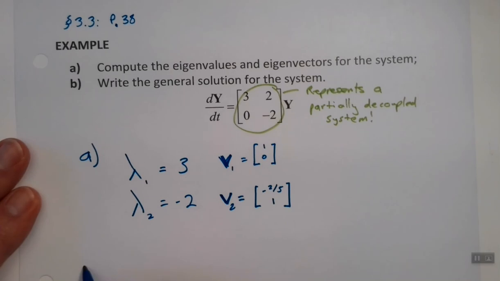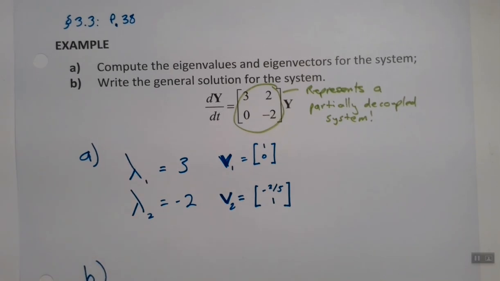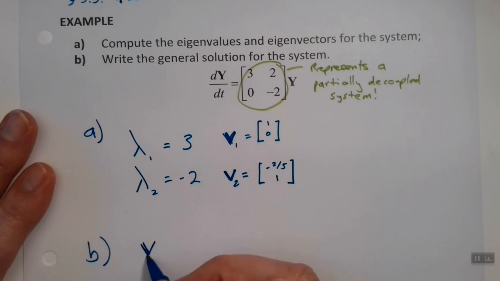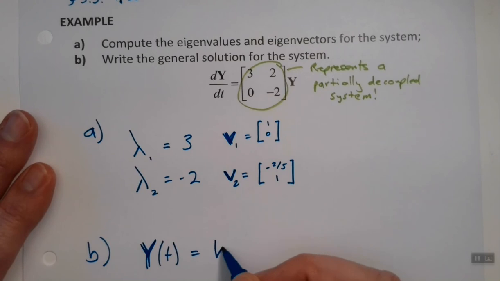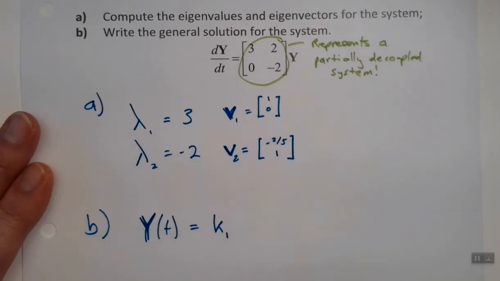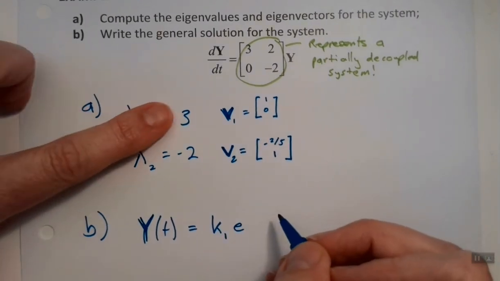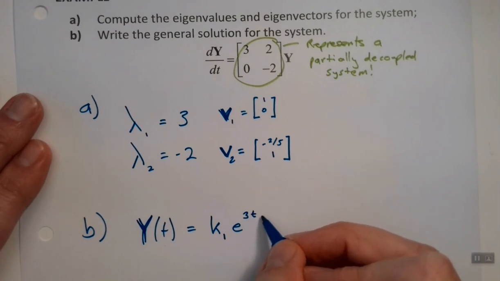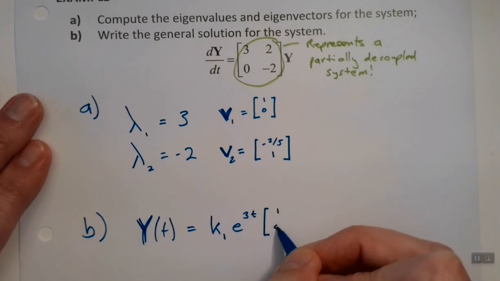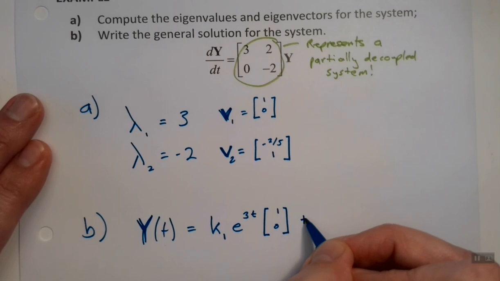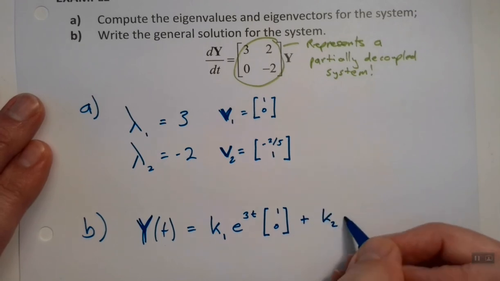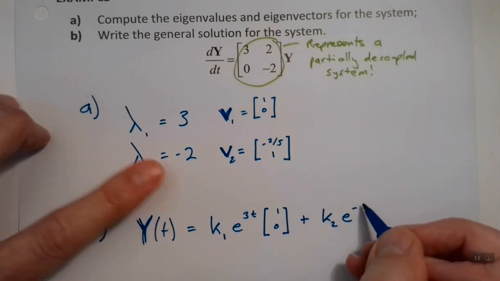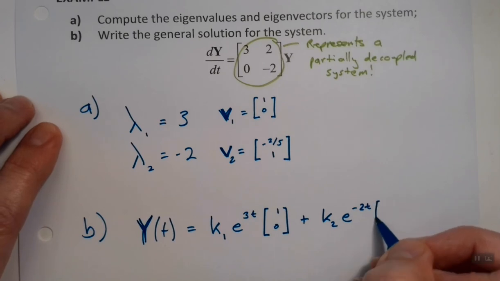So now if we write our general solution, all we need to do is put everything together. Y of t equals k1 times e to the 3t times its eigenvector, plus k2 times e to the minus 2t times its eigenvector.